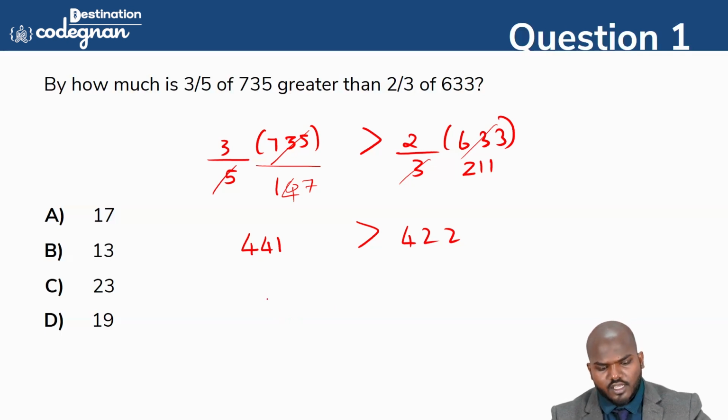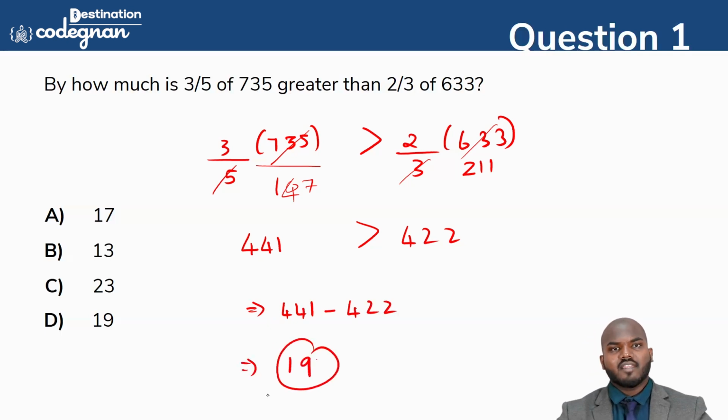That is the thing they are asking. So then you need to take the difference over here. There is 441 minus 422. If you work it out, that will give you the value 19. It's a very simple answer. We can mark down this one.